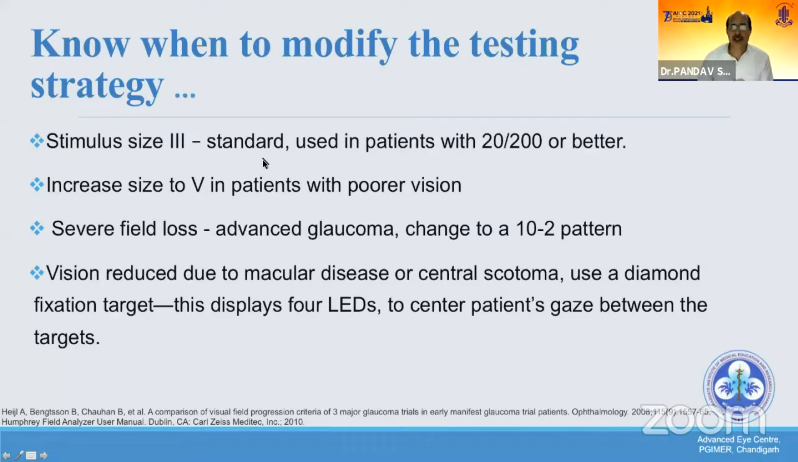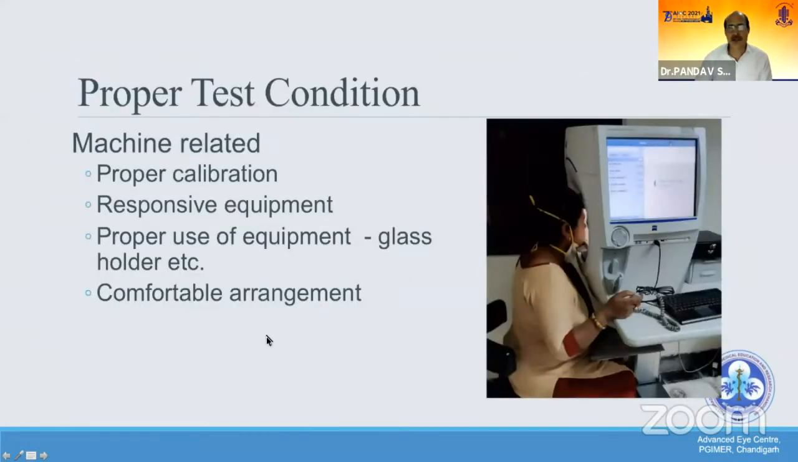So if your stimulus size is usually size 3 Goldmann standard, it is kept, but this only works if your visual acuity is good. If your visual acuity is bad, then you might have to change the size to a larger size or increase the illumination. In that case, all the tests performed subsequently for that patient should be done with the same parameters. If there is severe visual field loss, you might go for a central 10-2 program rather than a 24-2 or 30-2 program. Similarly, there might be some situations where you would like to change the parameters.